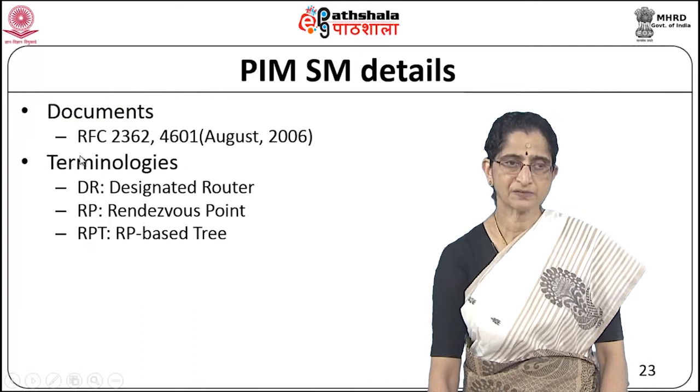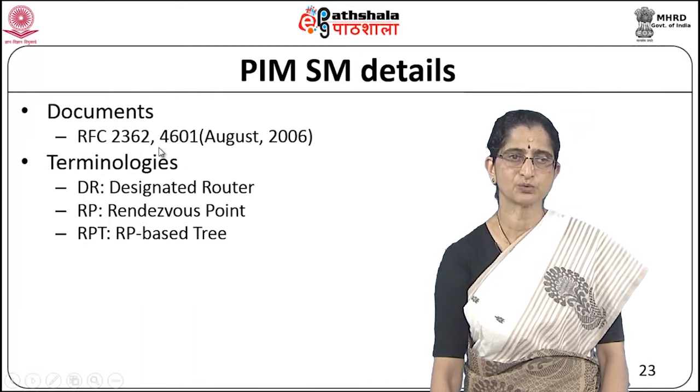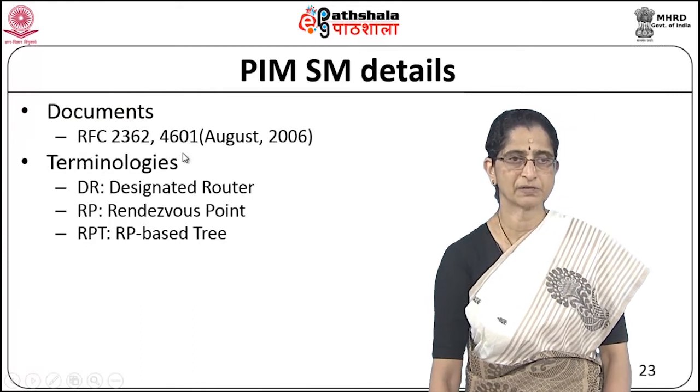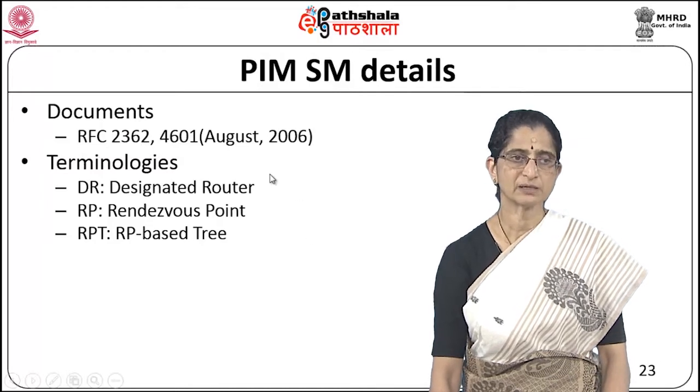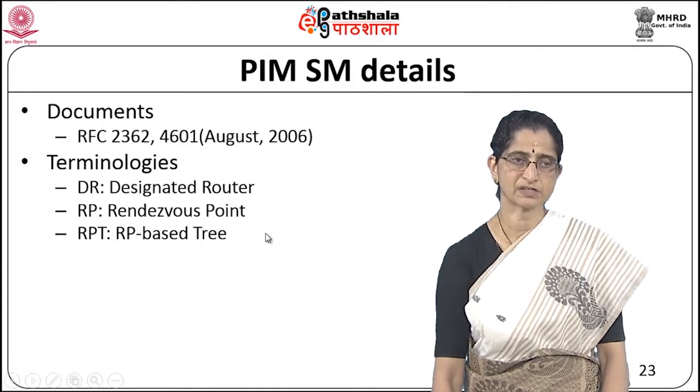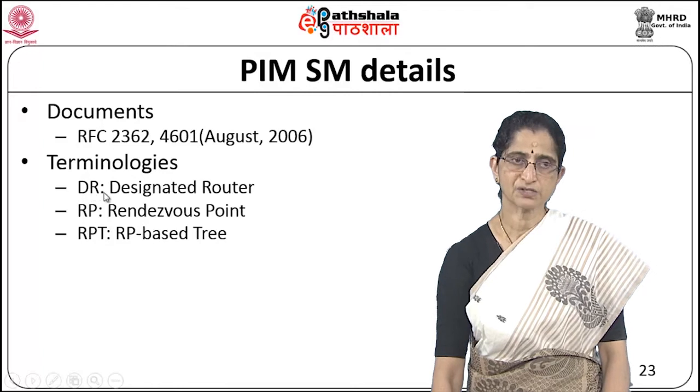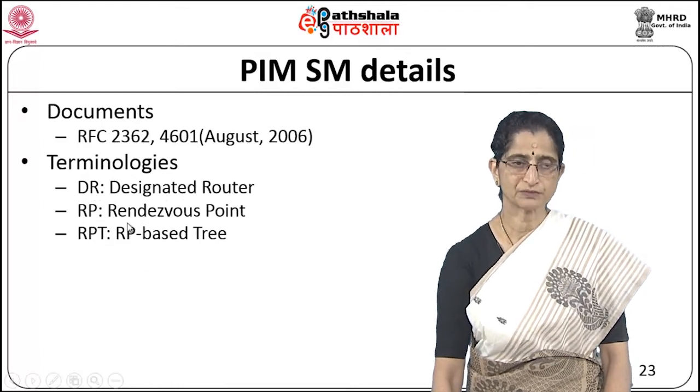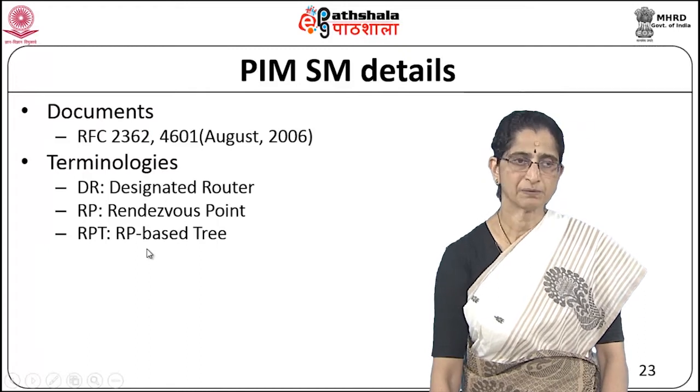So the RFCs related to this are 2362 and 4601, which give the details of the PIM SM protocol. Now there are certain terminologies that we need to remember with respect to PIM SM. DR, which is the designated router, and RP, which is the rendezvous point, which will be the root of the tree, and RPT is the RP based tree.